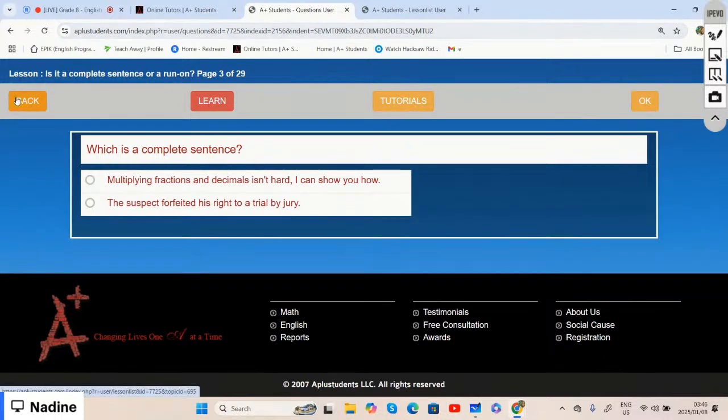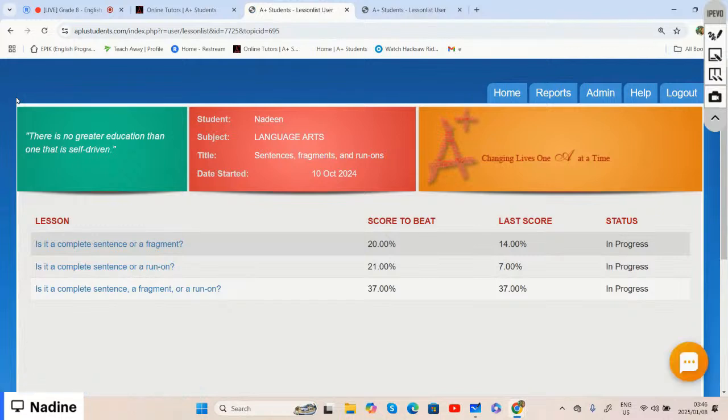All right, so this is the end of our lesson on sentences, fragments, and run-ons. We see a complete sentence has a subject and it has a verb. Then we have a fragment, and a fragment is either missing a subject, missing a verb, or missing a helping verb. And a run-on sentence is made up of two sentences that are basically in one sentence. We can fix a run-on sentence by writing it as a compound sentence, or by separating the two sentences and writing them as two sentences.